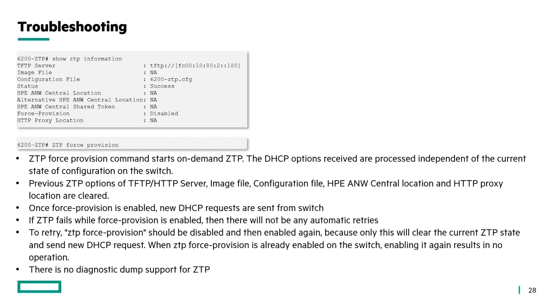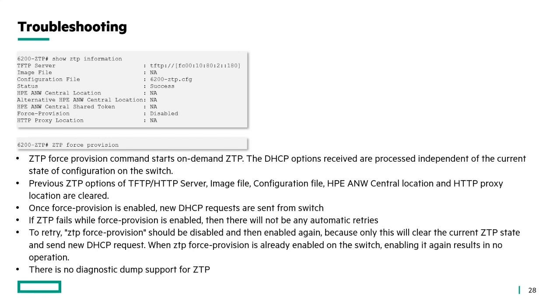So next is ZTP force provision. This command starts on-demand ZTP. So the DHCP options received are processed independent of the current state of configuration of the switch. And previous ZTP options of the TFTP, HTTP server, image file, and config file are cleared once this command is issued. And you can see that new DHCP requests are sent from the switch.